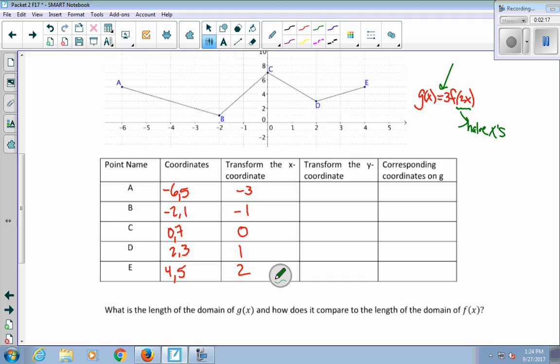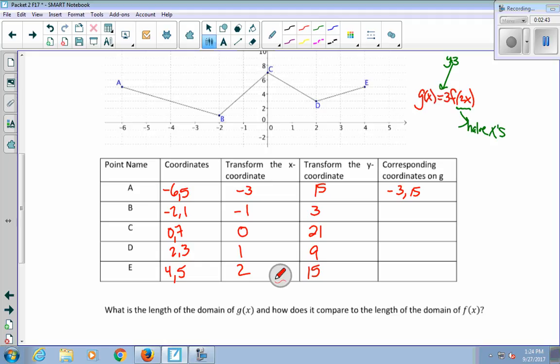So I am going to triple all my y coordinates. So I'm going to do y times 3. Each of my y coordinates is going to get tripled. So they become 15, 3, 21, 9, and 15. So these are my coordinates, -3, 15, etc.